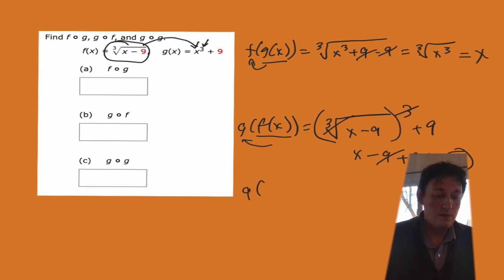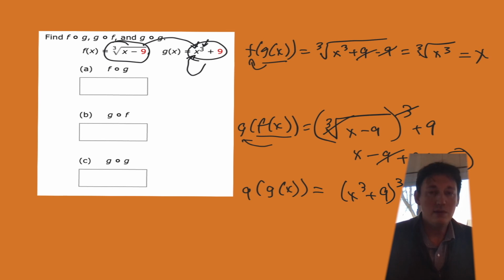And the last one is g of g of x, which is equal to taking g of x and plugging it into itself. So I'm going to take this function and plug it in for x cubed. So instead of writing x, I'm going to write x cubed plus 9 cubed and then plus 9. And now if you wanted to simplify this a little further, you wouldn't cube this and you would not cube this, you would have to multiply it by itself 3 times. So I'll leave that up for you to do.